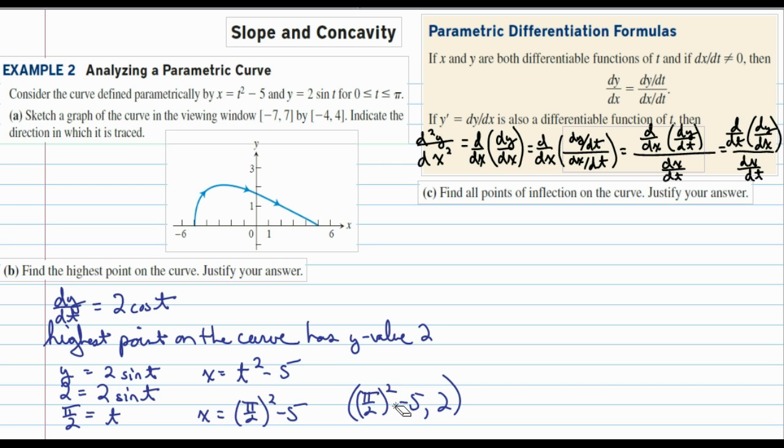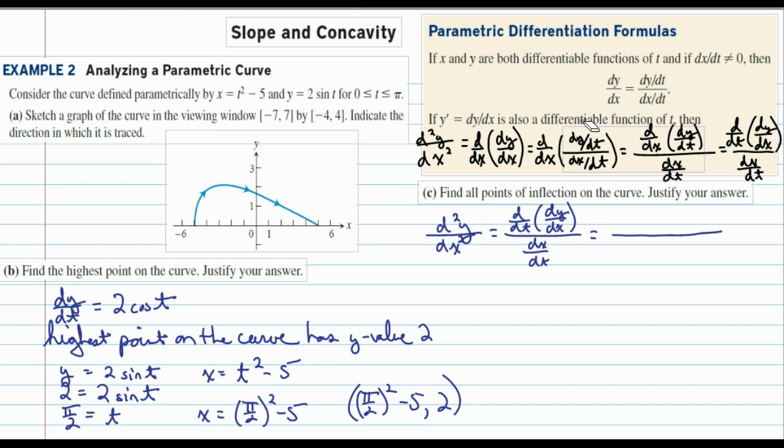Now part C. Find all points of inflection on the curve, justify your answer. So points of inflection are going to be found in the second derivative. So that means I need to find the second derivative of y with respect to x. Now we said that that's going to be the derivative, with respect to t, of the first derivative, over dx/dt.